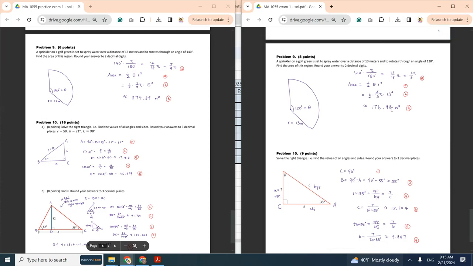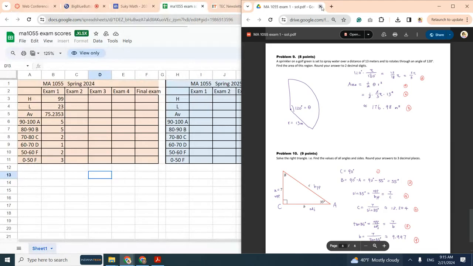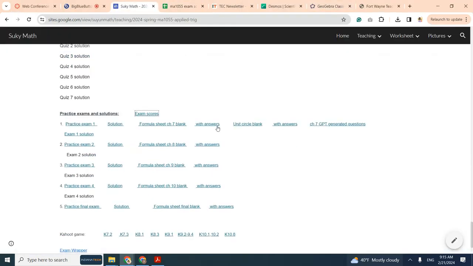Now, by comparing to the practice exam, you see they are so similar, right? So next time, do your practice exams. Make sure you understand every problem in the practice exam and in the in-class notes. If you don't understand some problem, come ask me. I really want to help you. The exam solution is located on our course website, at the very bottom. You see the exam scores, and then here is the exam 1 solution.